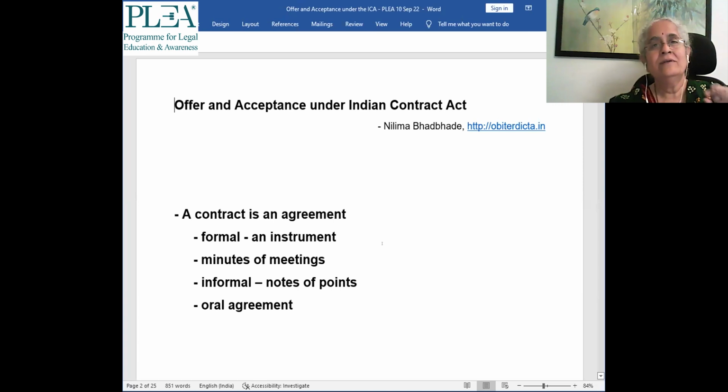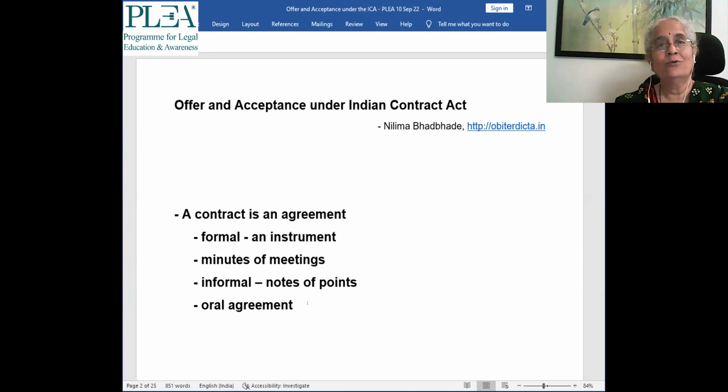So basically, when a question arises, is there a contract? What is to be seen is, are the parties agreed upon the terms which are stated there, or are they agreed on all the terms between them such that those terms can be enforced? This is how I look at a contract. We must always remember that the whole contract law is about enforcing contracts. It is not about making contracts, it is about enforcing contracts.